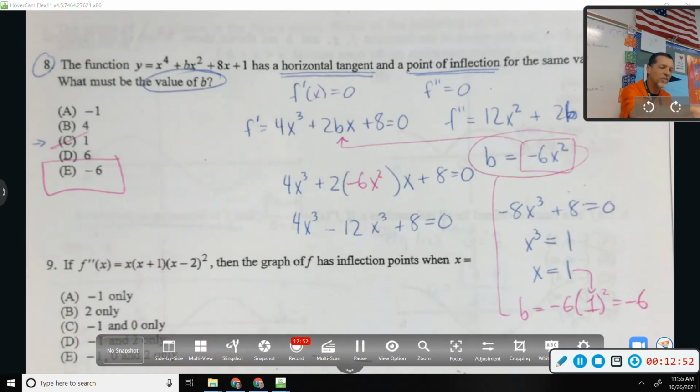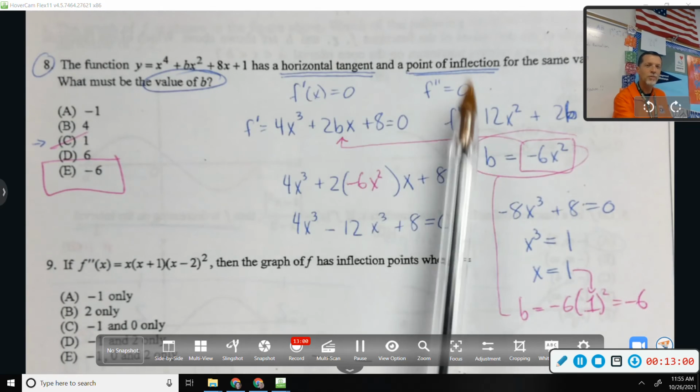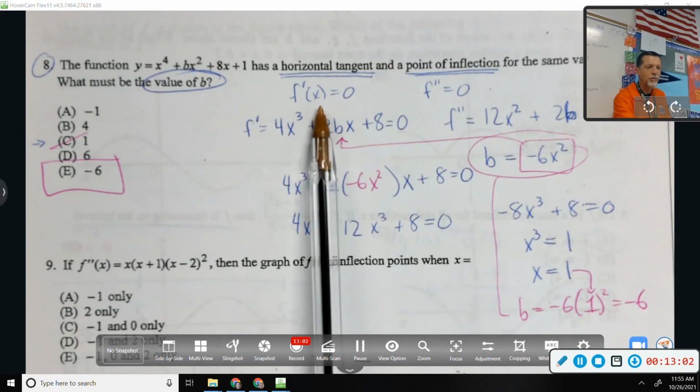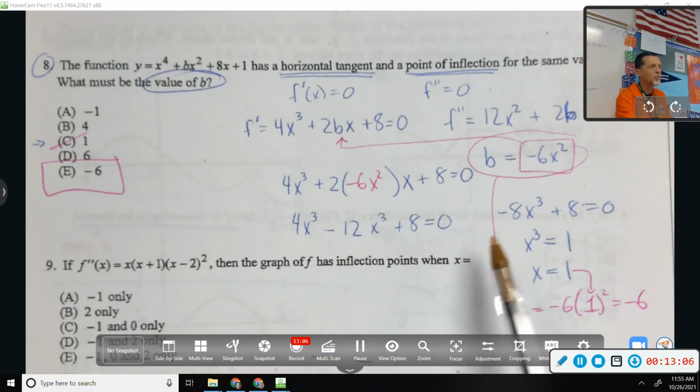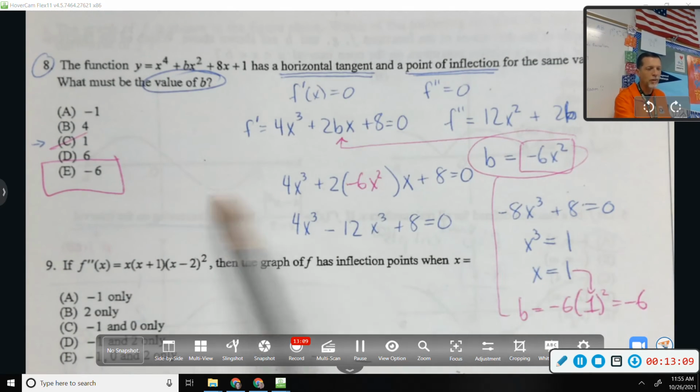I think most of these are old AP test questions, by the way, so that's a flavor of what you get on some of them. So you had to know some calculus, f prime equals 0, f double prime equals 0. That got you started. Then you had to know some algebra and be real careful about what your answers meant.